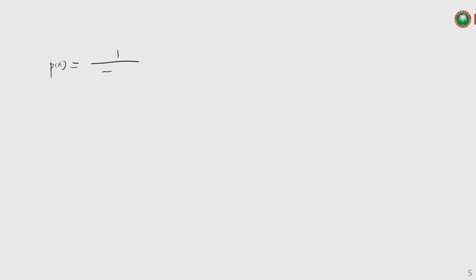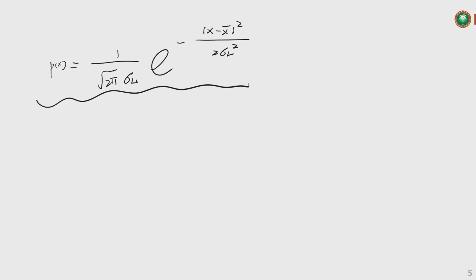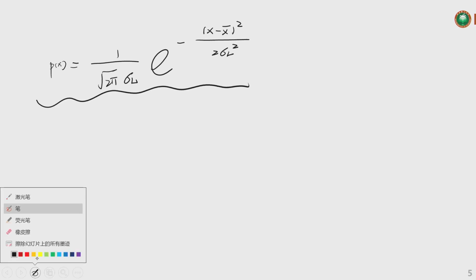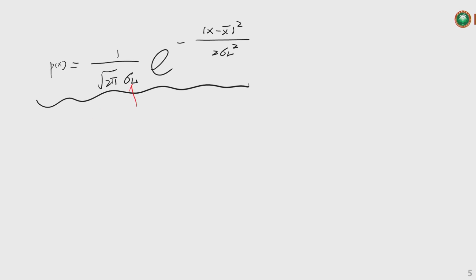It equals 1 over the square root of 4 pi sigma L, right? Then the exponential of minus x minus x average, squared, divided by 2 sigma L squared. So this is a general expression for the Gaussian distribution, right? This one is the standard deviation, and this one is the average power of the receiver.